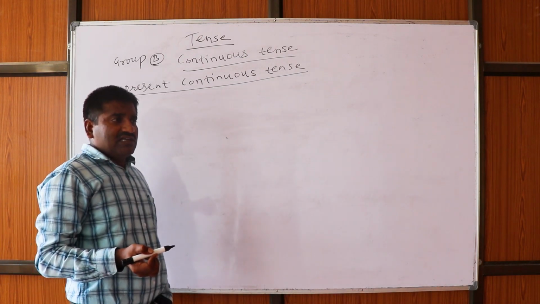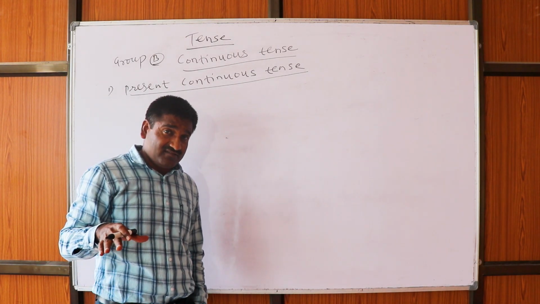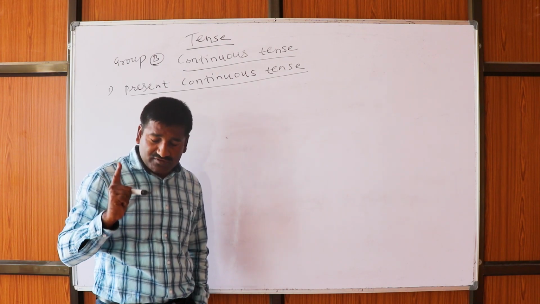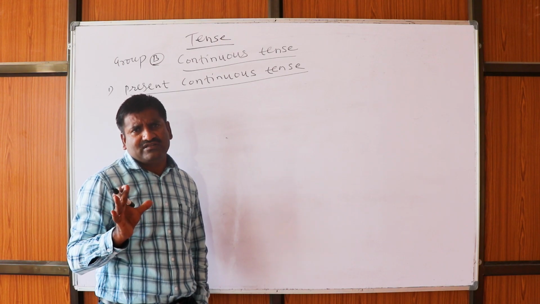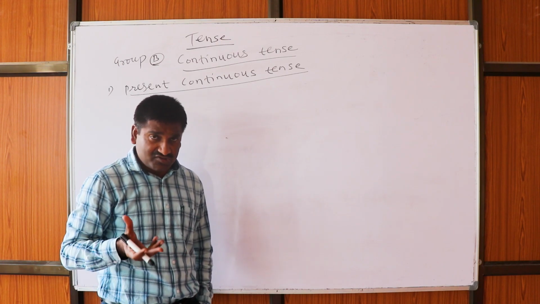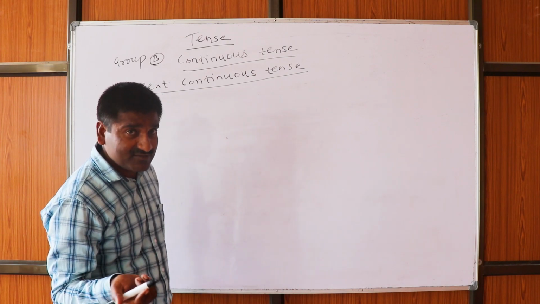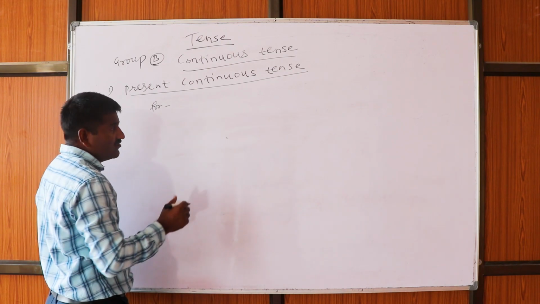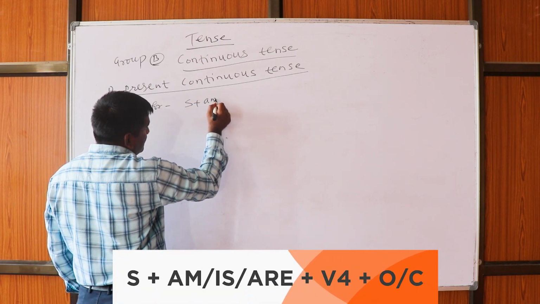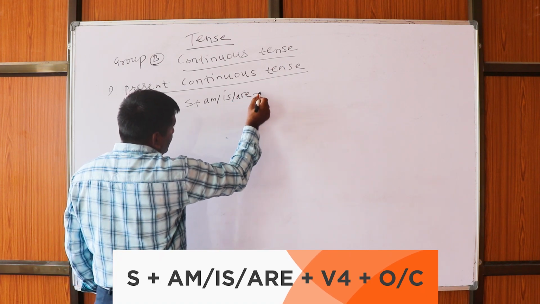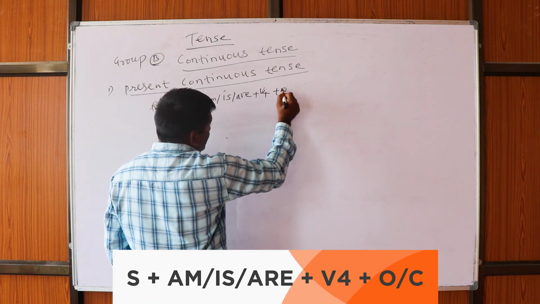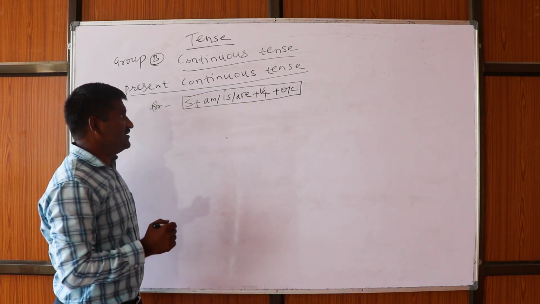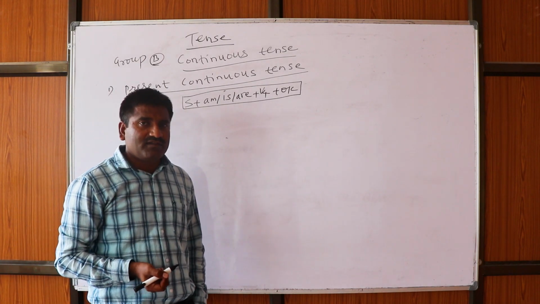If we want to become very perfect regarding the tenses, only one option we have, students, that is we must learn its formulas, that is structure. So what is the structure of present continuous? Here, formula of present continuous, we have S plus am is are plus V4 plus O, oblique C. So this is the formula of present continuous. S plus am is are plus V4 plus OC.